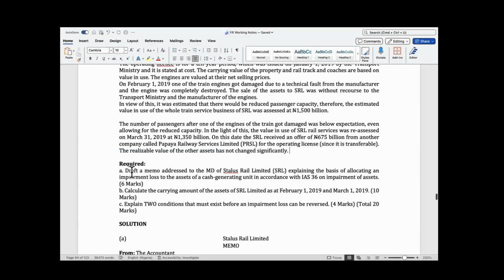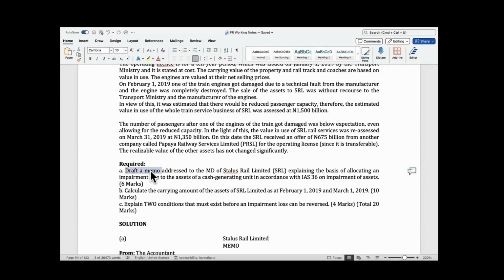Required. A, draft a memo addressed to the MD of Stalus, explaining the basis of allocating an impairment loss to the assets of a CGU in accordance with IAS 36 on impairment of assets. B, calculate the carrying amount of the assets of SRL as at February and March. C, explain two conditions that must exist before an impairment loss can be reversed. So let's draft a memo.